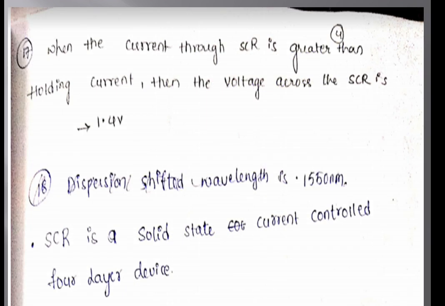Next question: when the current through the SCR is greater than holding current, then the voltage across the SCR is. Already you know that the SCR is the silicon controlled rectifier. It has 4 layers and 3 junctions. Whenever the current through the SCR is greater than holding current, the voltage across the SCR is 1.4 volts. This is the standard value.